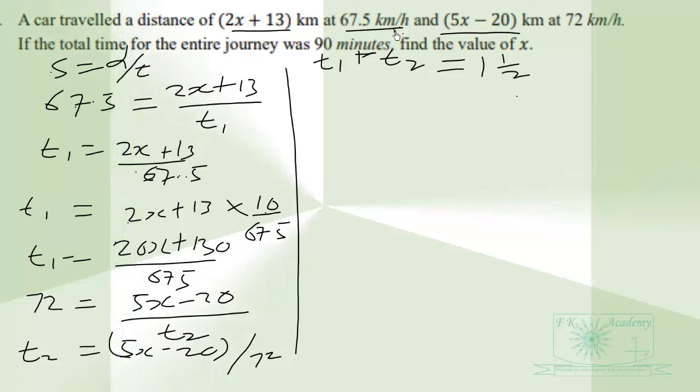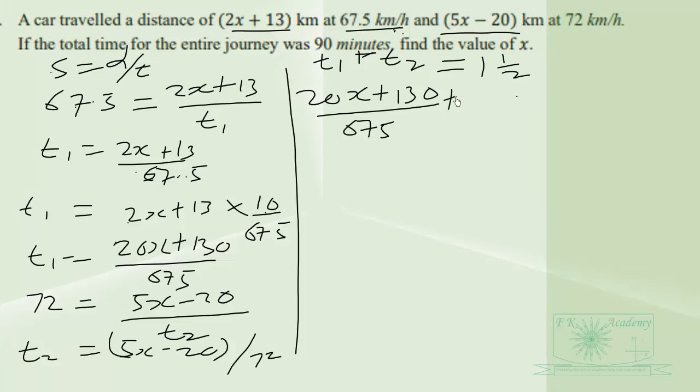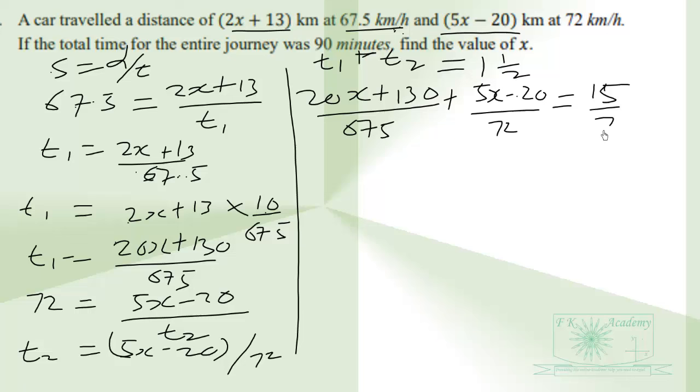Now what it implies is that we have the equation 20x plus 130 over 675, adding it to 5x minus 20 over 72, will be equal to 1.5 hours, which is 15 over 10, or 3 over 2.